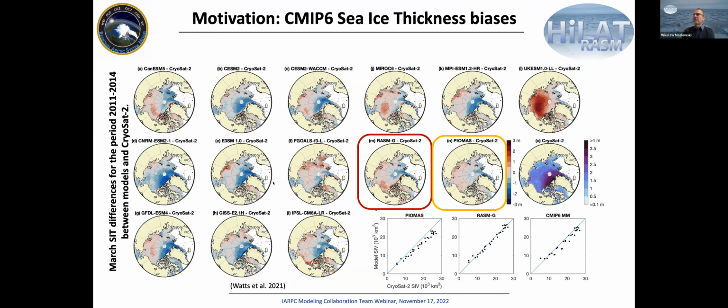In a more recent paper, we looked at the sea ice thickness distribution differences from CMIP-6 models. It's a paper published by my PhD student, Matt Watts, in Journal of Climate 2021. We looked at a number of models relative to the CryoSat-2 estimates for a mean March 2011-2014. So each panel is a map showing the difference between the particular model's mean March of these years minus CryoSat-2. The CryoSat-2 ice thickness distribution is shown in the panel to the right. Can you see my cursor?